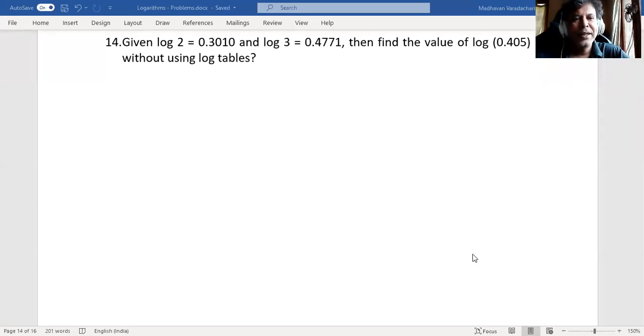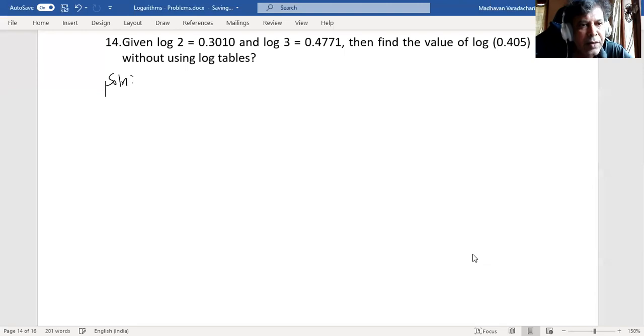Hello everyone, this is in continuation to various problems what we are doing in logarithms. The next is given logarithm of 2, the value as 0.3010 and logarithm 3, the value as 0.4771. We have to find the value of logarithm of 0.405 without using log tables. So let us start.